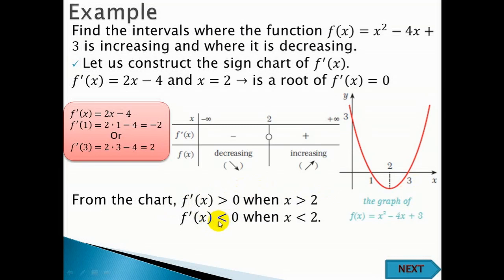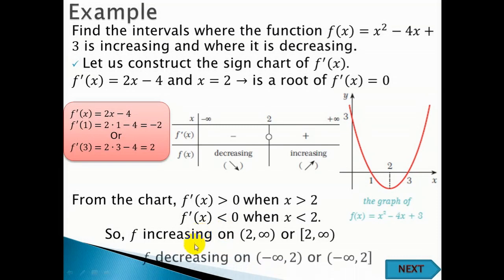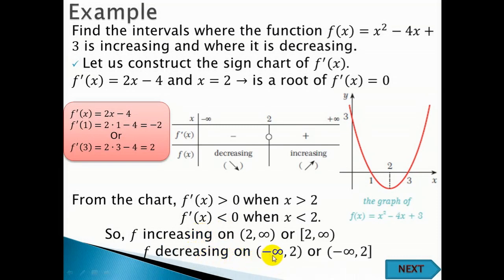f prime x is less than 0 when x is less than 2. So f is increasing on (2, infinity) and f is decreasing on (minus infinity, 2). So everyone, I hope you understand what I mean here.